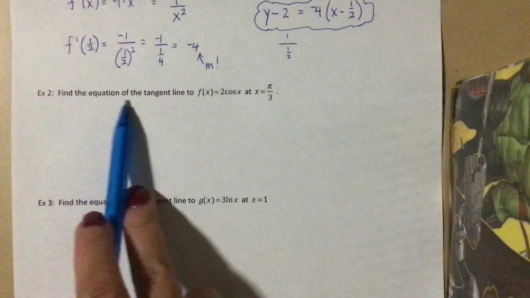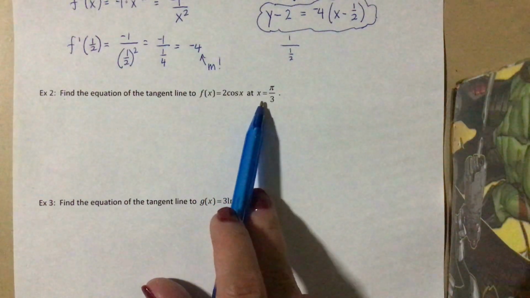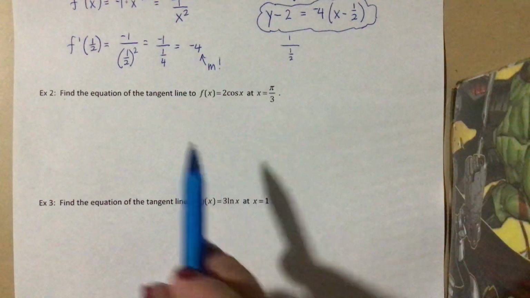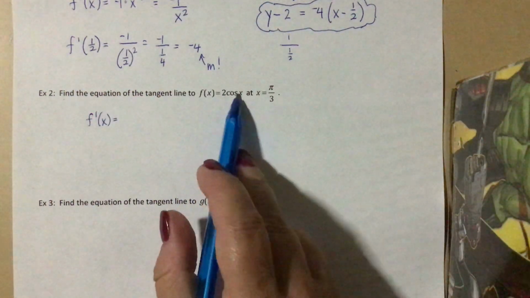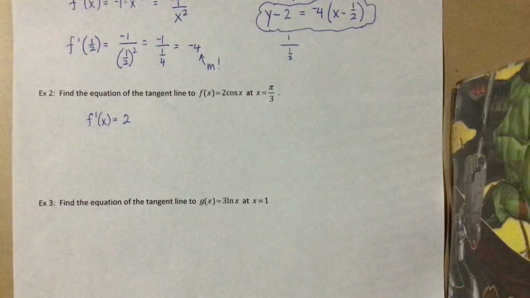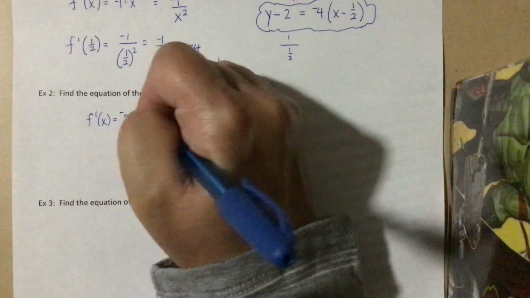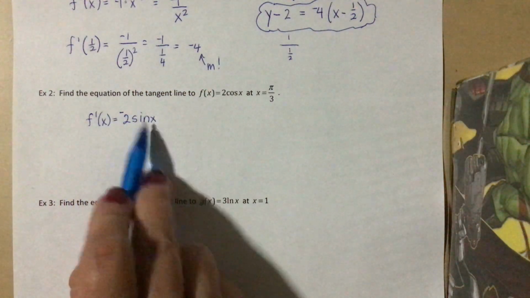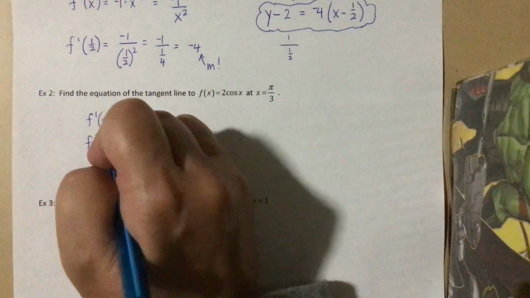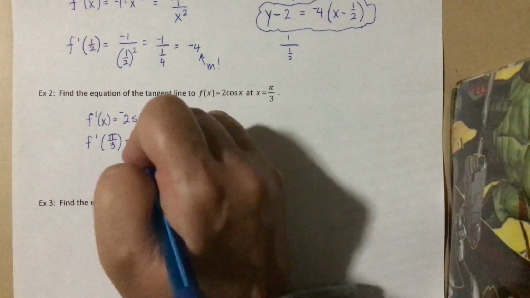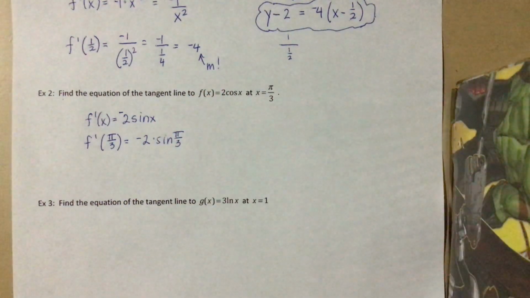In example 2, our function is now 2 cosine x, and we want to know the slope at pi thirds, right? So let's establish the derivative here. If that constant of 2 is in front of cosine, it's going to be a constant multiplier, so it's going to multiply through to the derivative, right? Derivative of cosine is negative sine x. So I wrote that kind of like a weirdo, but I think you know what I mean. So f prime of pi thirds is negative 2 times sine of pi thirds, right?